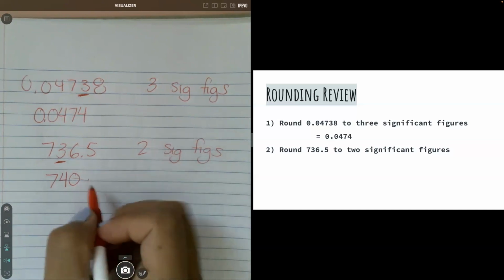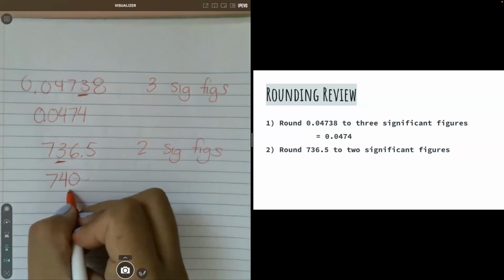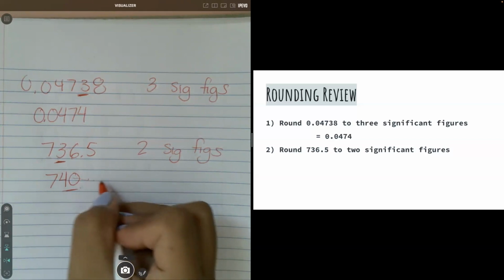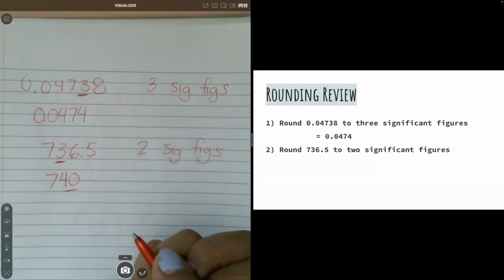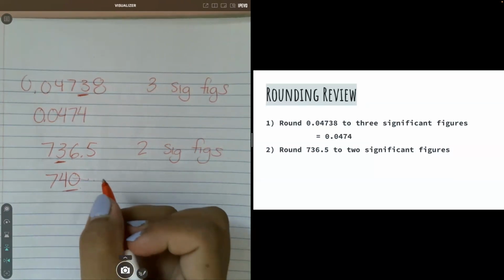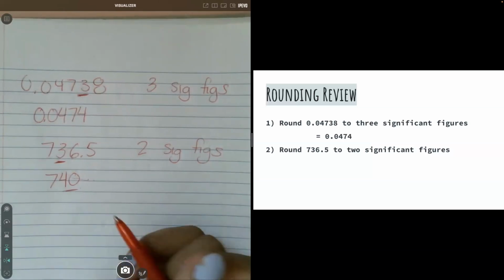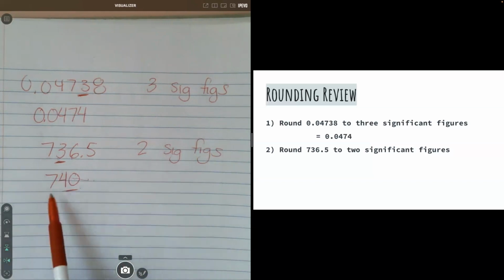This is because the 6 turns into a 0 to hold the place value. And that 0 is not significant. If you were to put a decimal and then another 0, those zeros would be significant because of that decimal. So we don't want to put the decimal there. We just want to leave it at 740. This is only 2 sig figs in our answer.